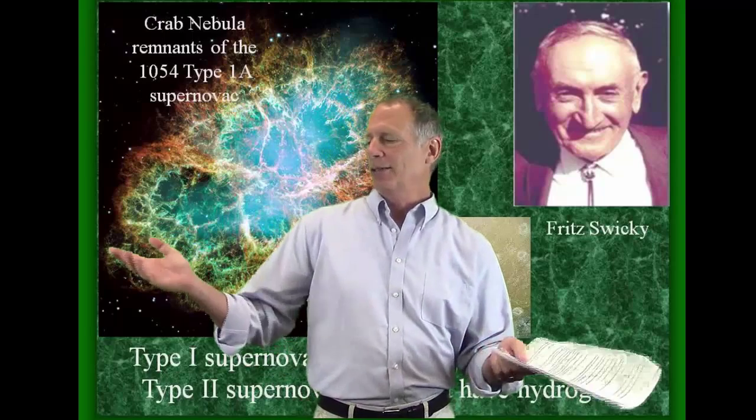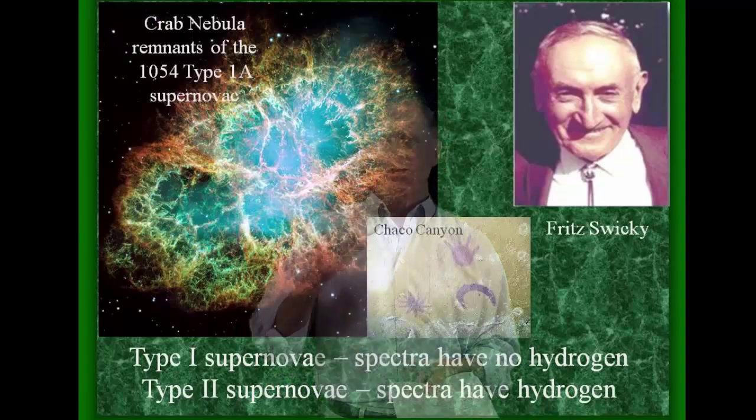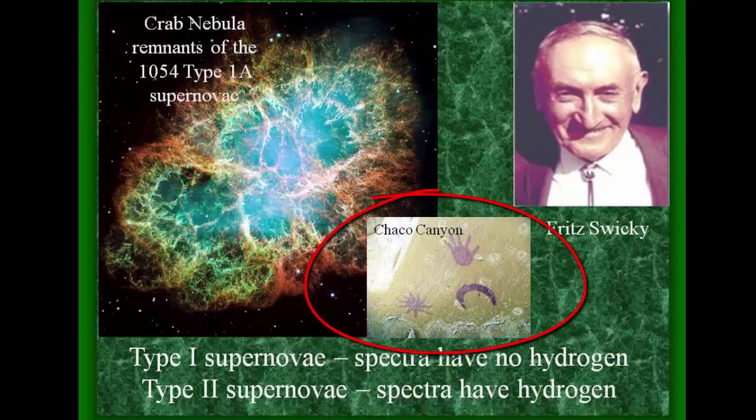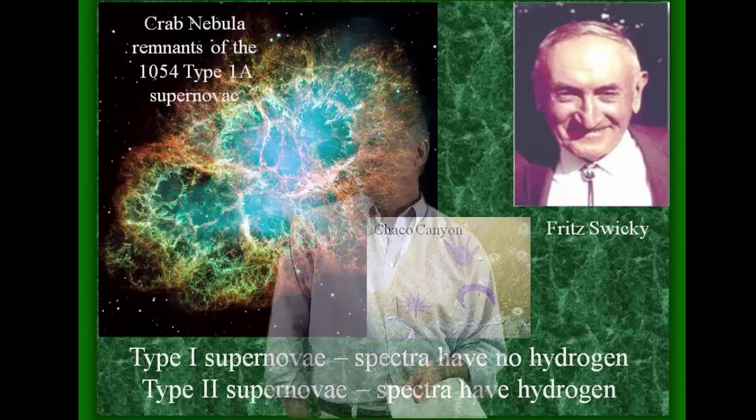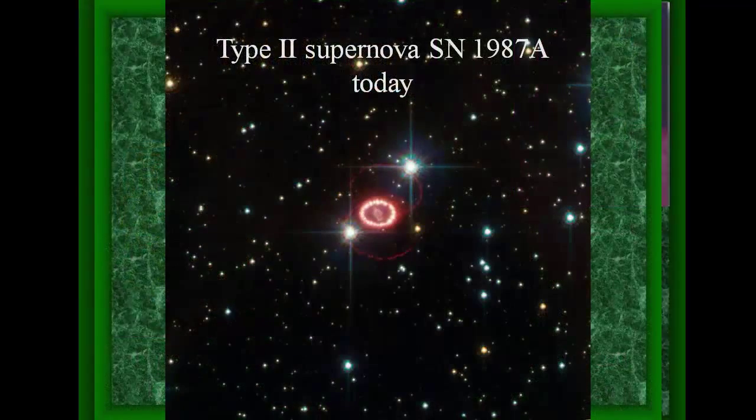Just as an aside, I thought this was kind of interesting. Out in Chaco Canyon, in the American Southwest, there's what looks like a star on a petroglyph. So maybe that was a documentation of the 1054 supernova. We'll have no way of knowing.